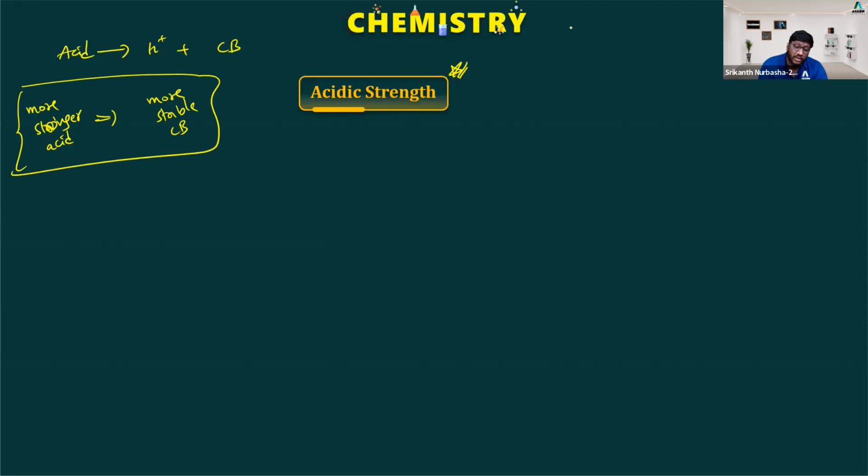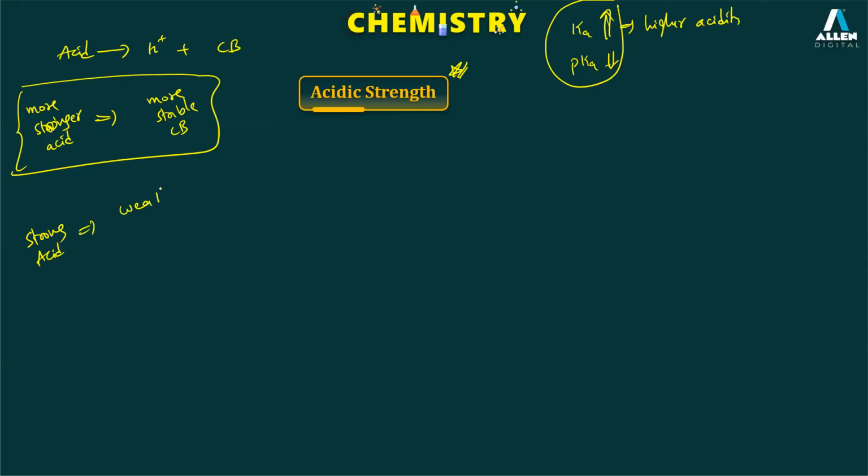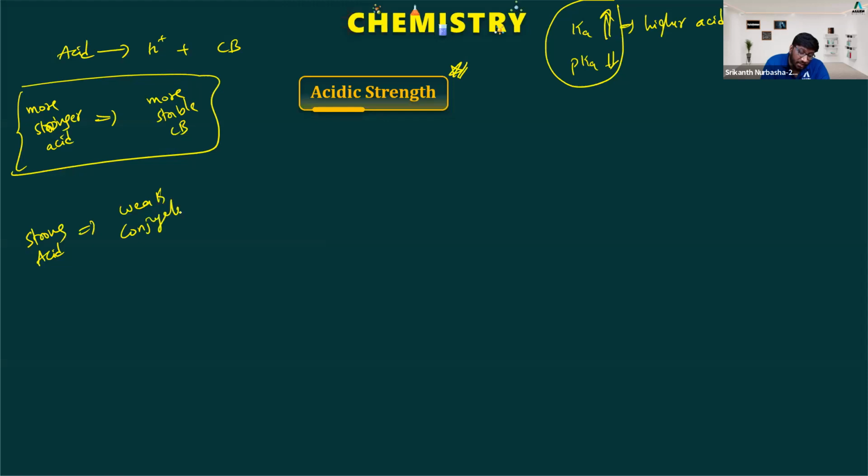A stronger acid means Ka is high, which means higher acidity. Ka high means pKa will be low. pKa low or Ka high means higher acidity. A more stable conjugate base means a stronger acid. If the acid is a stronger acid, what about the strength of the conjugate base? A strong acid will have a weak conjugate base. A weak conjugate base goes with every strong acid, and if the acid has to be stronger, the conjugate base has to be more stable. A weak conjugate base is more stable.